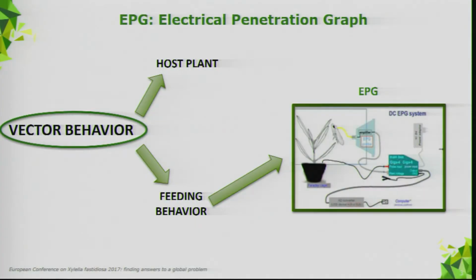And basically, when we talk about behavior, we are talking about two things. The relationship of the vector with the host plant, so basically host range and preference for certain tissues and so on, and we are talking about vector feeding behavior. Characterizing vector feeding behavior will furnish us elements to understand the transmission mechanism of Xylella fastidiosa that has eluded researchers for more than 70 years.